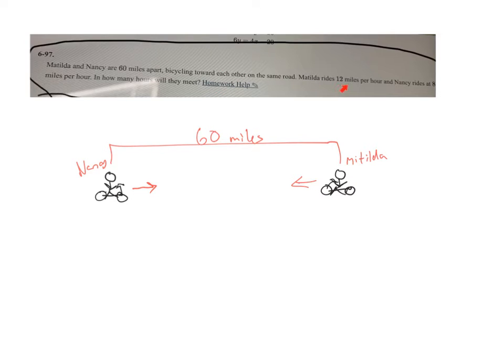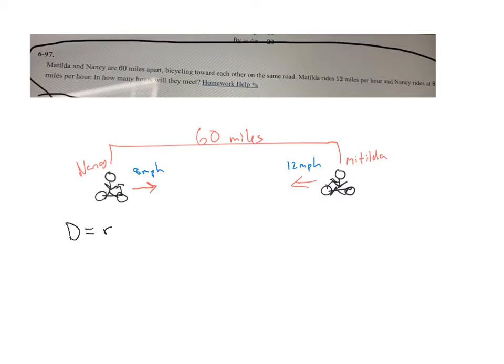Matilda rides 12 miles per hour. So let me write that down. Matilda's riding 12 miles per hour, and Nancy is riding 8 miles per hour. And so the question is, in how many hours will they meet? All right. So notice they're each going towards each other, and they both have to travel a total of 60 miles. So before we begin, we must tell a story from a long time ago.